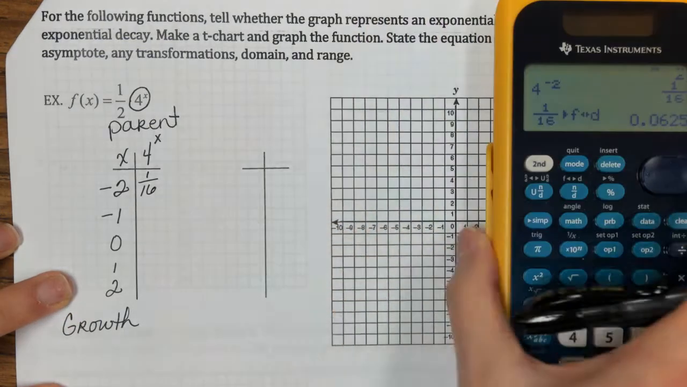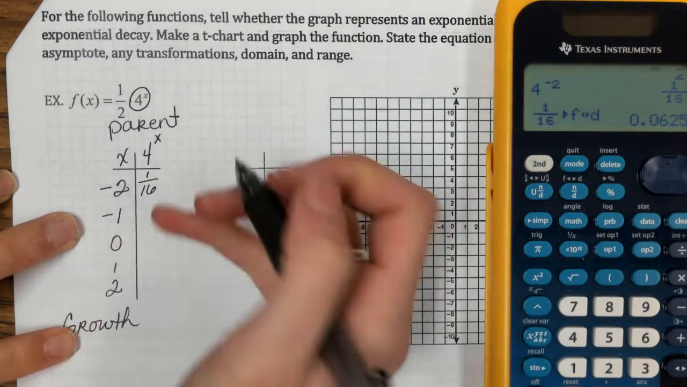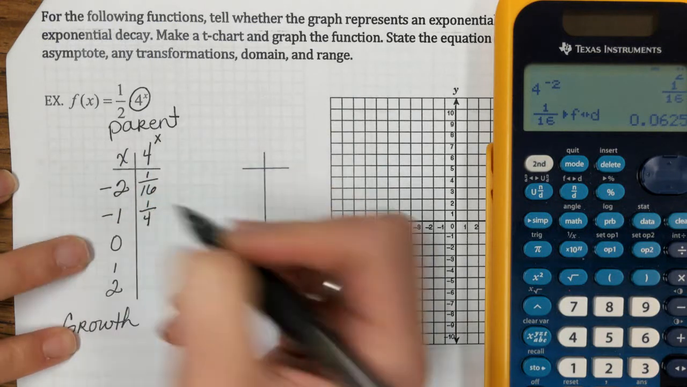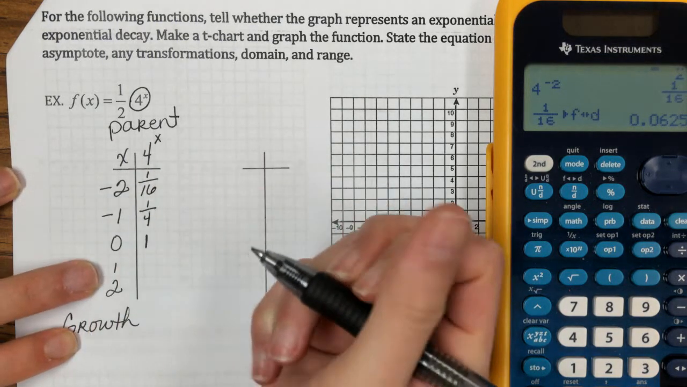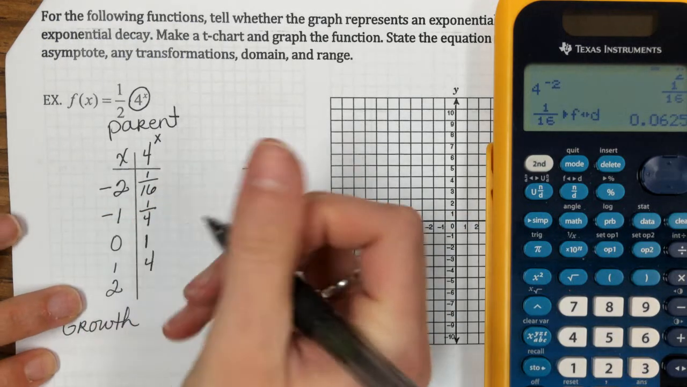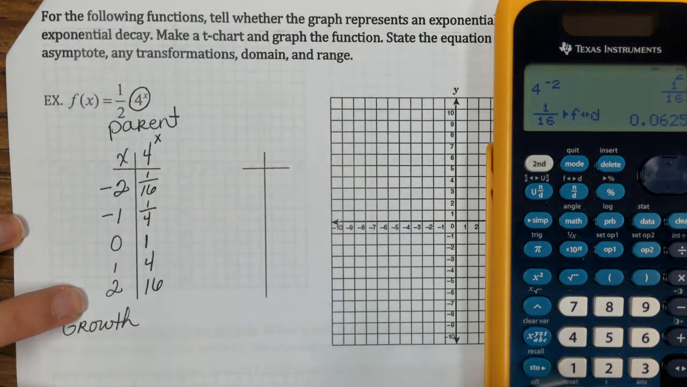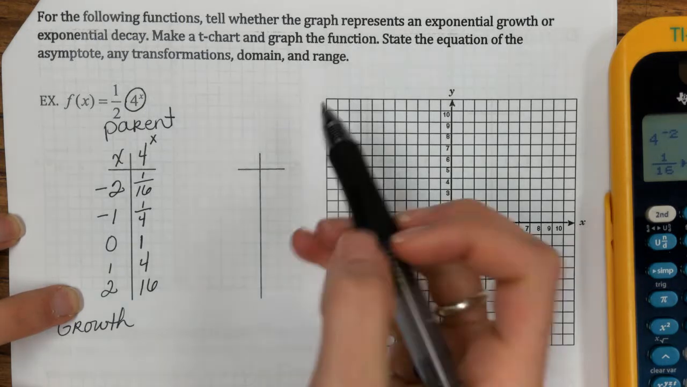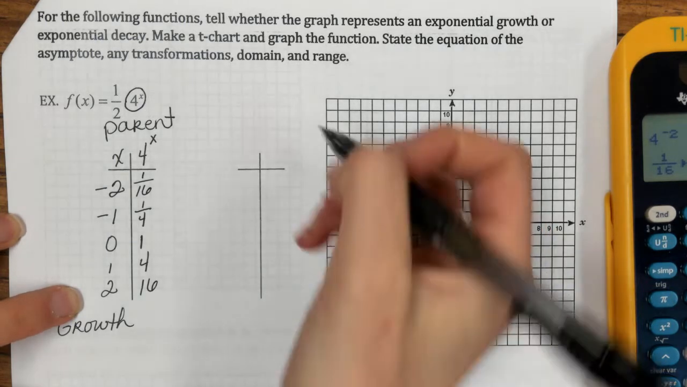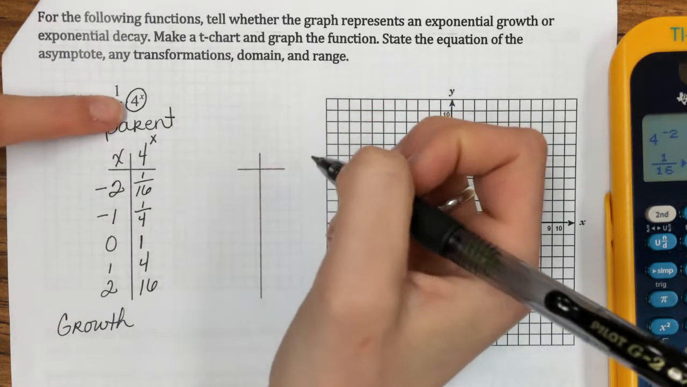Okay? Now, 4 to the -1 is 1/4. 4 to the 0, 1. 4 to the first, 4. 4 to the second, 16. Okay, I'm not going to graph that one. We've done enough graphing parent versus transformation. I'm only going to graph this transformation one. Okay? Now, is anything happening to my x?